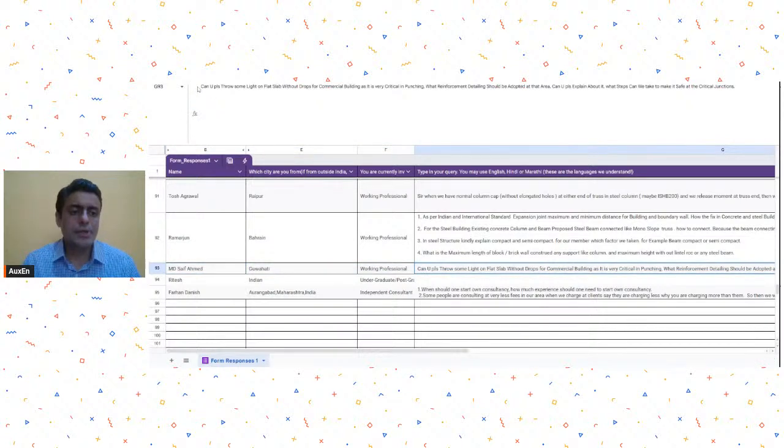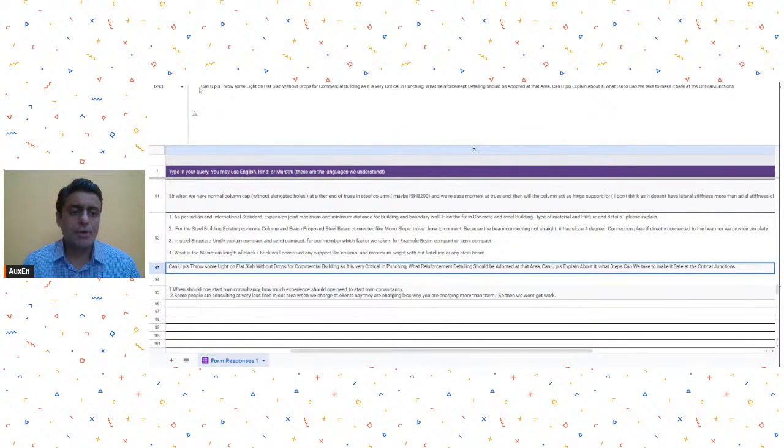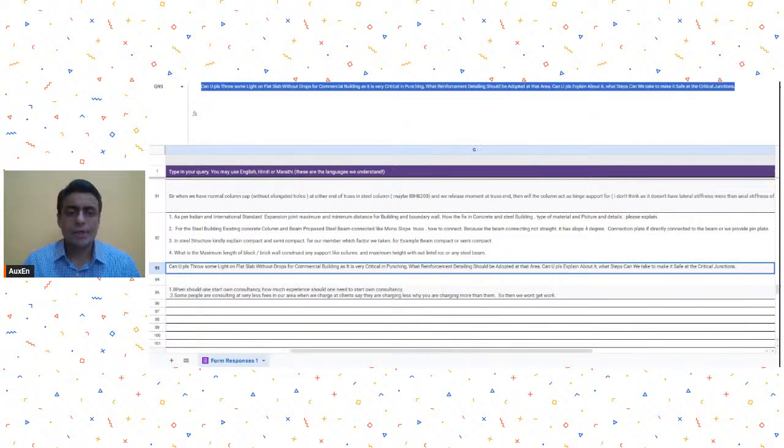So his question is, can you please throw some light on flat slab without openings for commercial buildings, as it is very critical in punching? What reinforcement detailing should be adopted at those areas? Can you please explain about it? What steps can we take to make it safe at critical junctions? So, okay, let us try and answer.